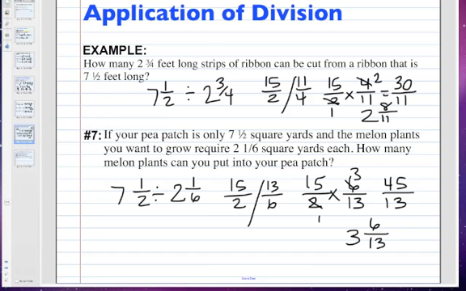Now in both of these problems, you would want to get rid of the fraction when you're answering the question, how many sections of 2 3/4 foot long strips of ribbon. You can't make an 8/11th of a 2 3/4, so you'd say 2 full sections. Just like in number 7, it asks how many melon plants can you plant. You would say 3, and then the 6/13 just gets put off to the side when you answer the question.